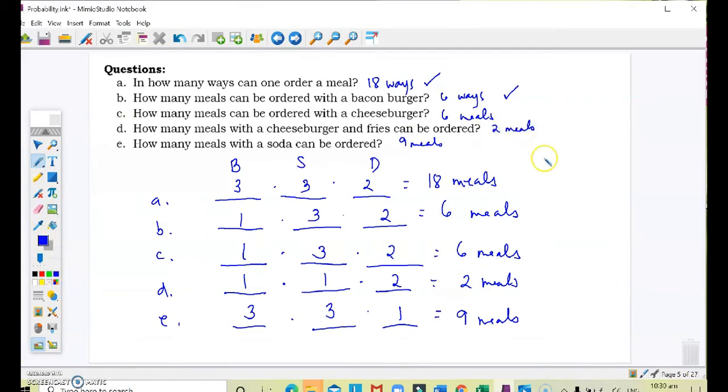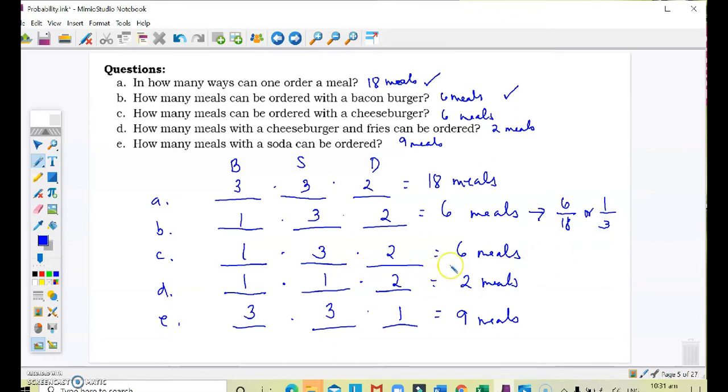Okay, now what is the chance that a person will order a bacon burger? Since there are 6 out of the 18 meals, I'll change this to meals, okay? So that will be consistent. Meaning with the given choices of burgers, side dishes, and drinks, there are actually 18 meals in all. So the chance that a person will order a meal with a bacon burger is 6 out of 18 or 1 out of 3. Yes, okay.